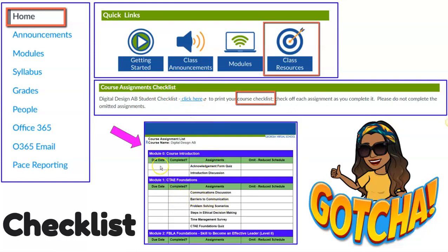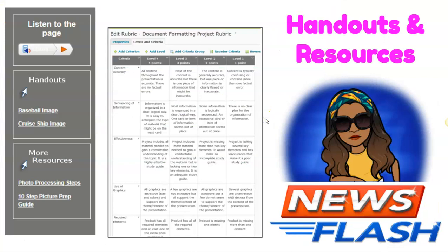It's going to allow you to write down the date that each assignment is due so that you can keep track and be productive. And when you complete those assignments, you can put down the date that you completed them. If there are any assignments that have been omitted, that means you do not have to complete them. You will see the name of those assignments in the final column here on the right. So please make sure that you take advantage of the course checklist. It is amazing.